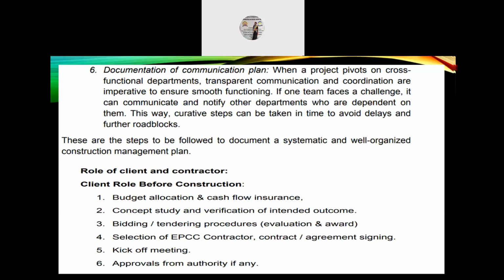The next topic is role of the client and contractor, and below it the subheading is client role before the construction. Number 1. Budget allocation and cash flow insurance. 2. Concept study and verification of intended outcome. 3. Bidding or tendering procedures, that is evaluation and award. 4. Selection of EPCC contractor and contract agreement signing. 5. Kick-off meeting, and 6. Approvals from authority, if any.